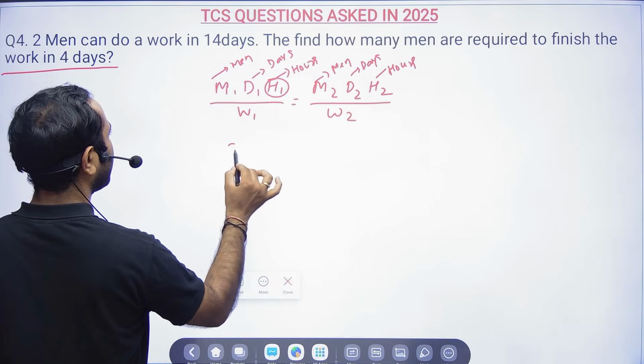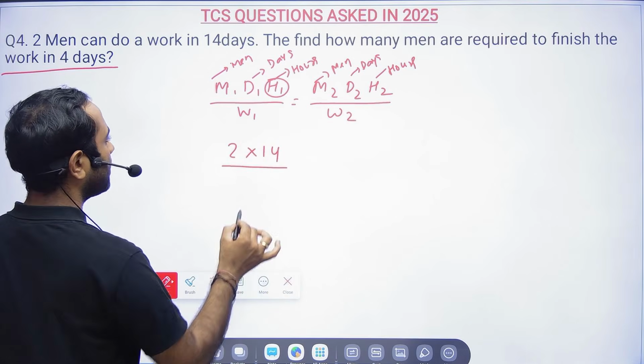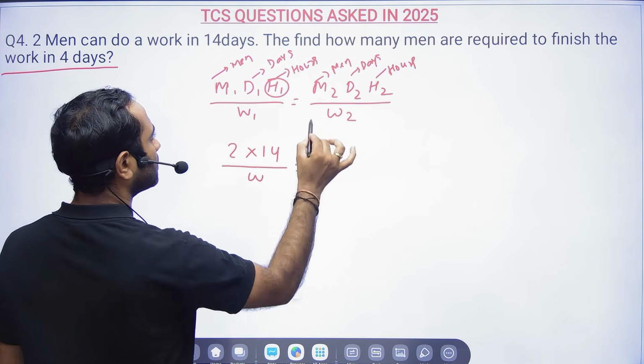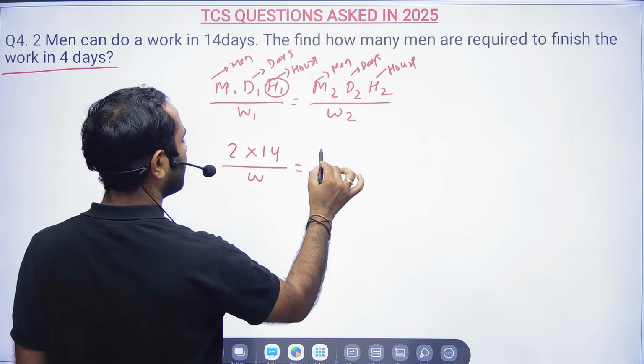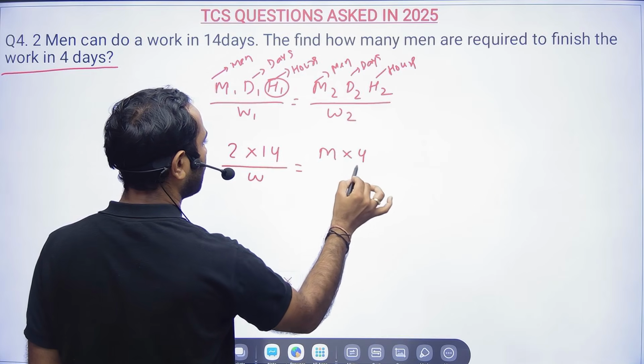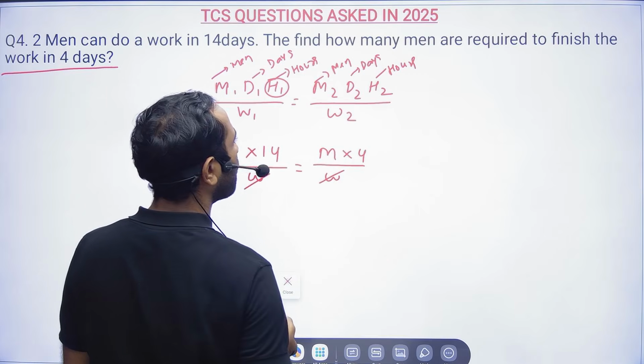So 2 men can do a work in 14 days, and the work is W. Then find how many men are required to finish the work in 4 days. So this is M2 into days 4 divided by W. W and W cancelled. 4 days, right?